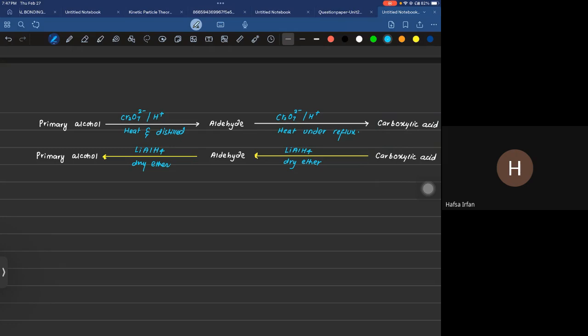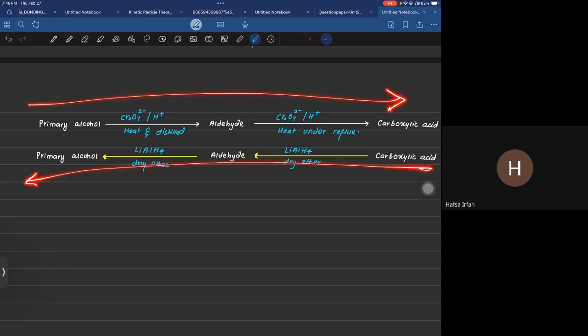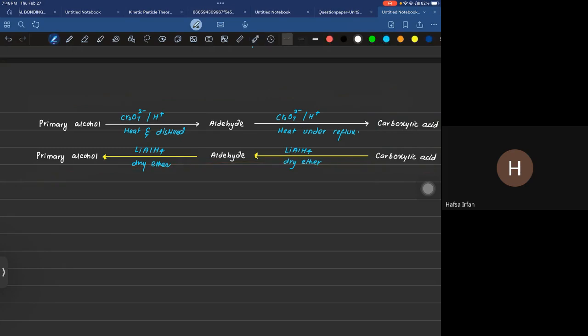It's reduction. So if you are going from left to right, it's oxidation. And if you are going from right to left, so it's reduction basically. So it's a reducing agent, LiAlH4 in dry ether.